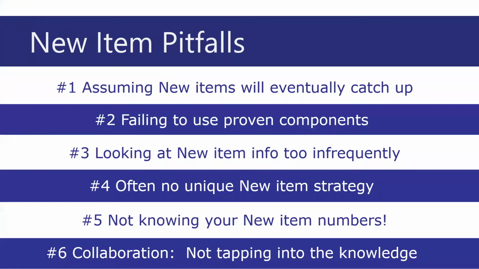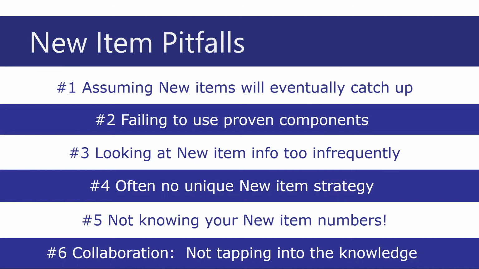And here's why we're covering this area. A lot of words on the screen. We are not going to read all of them, but these are some of the new item pitfalls. Barry, I'm going to pull two of these pitfalls together, numbers 4 and 5. Here's the problem we see. There's really no unique new item strategy, a strategy that says we're going to be good at this, and they don't know their new item numbers. And if you can tie those two things together, you will change your new item world, right?